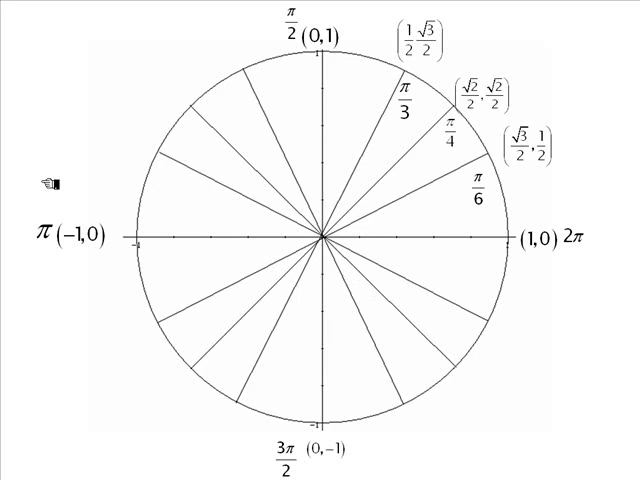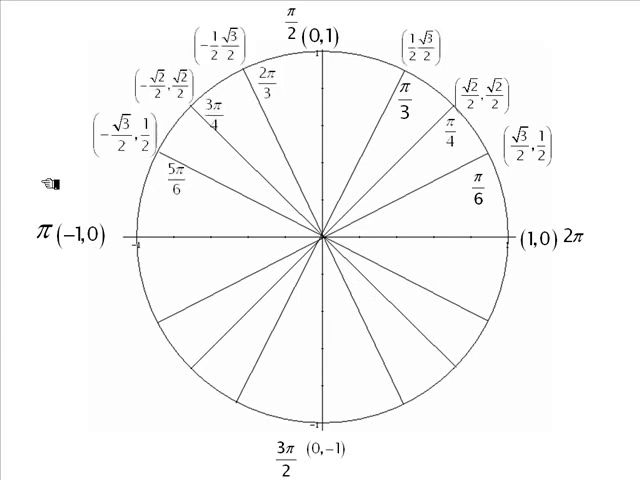And when we move into quadrant 2, those values aren't going to change, but their signs will. So 2 pi over 3, or 120 degrees, would give us the same cosine value as pi over 3. The only difference is that it's negative. So the cosine of 2 pi over 3 is negative 1/2. The sine of 2 pi over 3 is root 3 over 2, but positive in that quadrant.